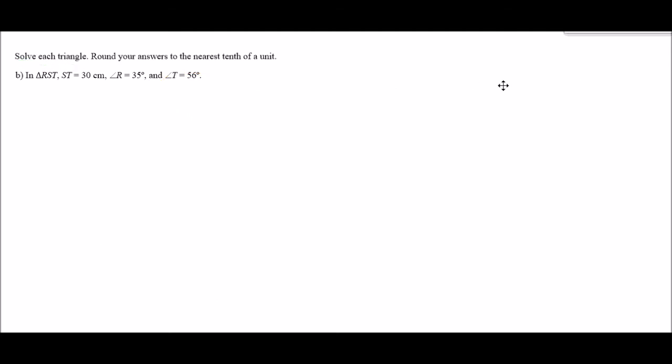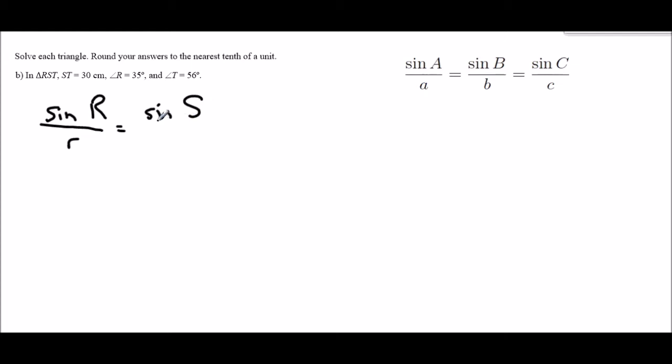So this is what the sine law looks like that you probably memorized. Now obviously this triangle is not with A, B, and C, so let me write it again, but I'll use the letters in this particular question. So sine R over R is sine S over S, and that's also sine T over T. So what information do I know? I know all of the angles, and I know the length of this side.